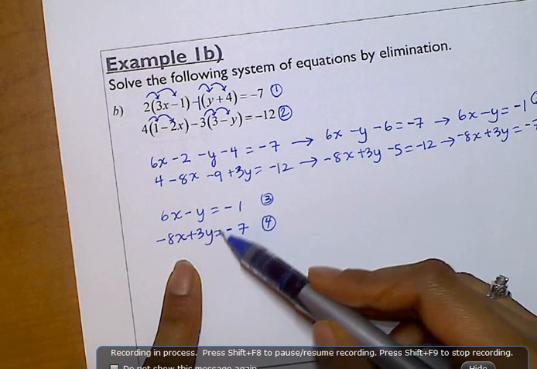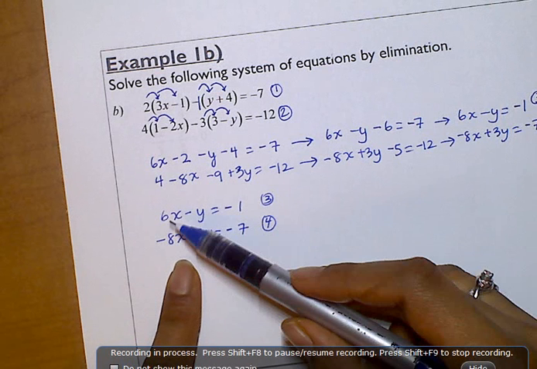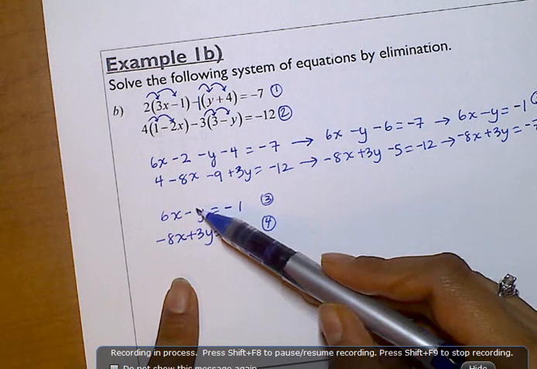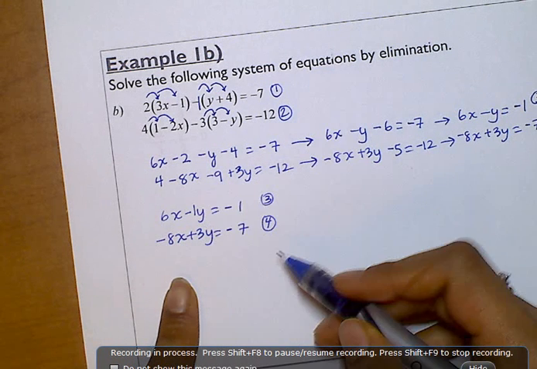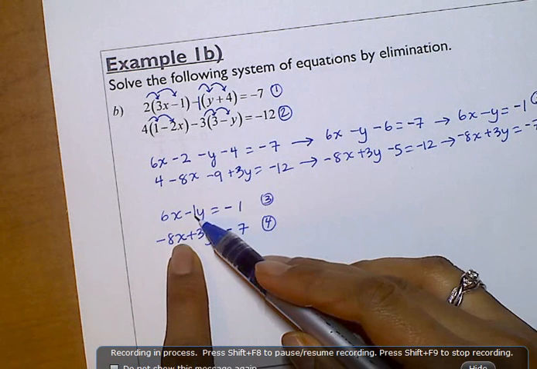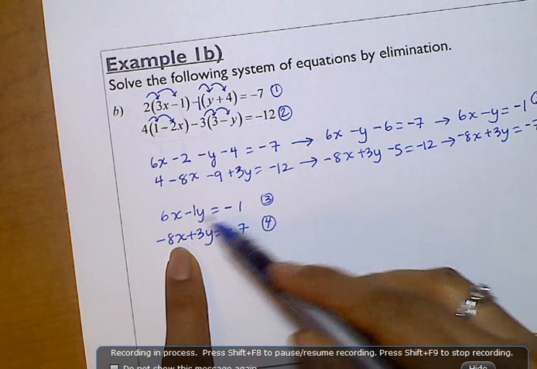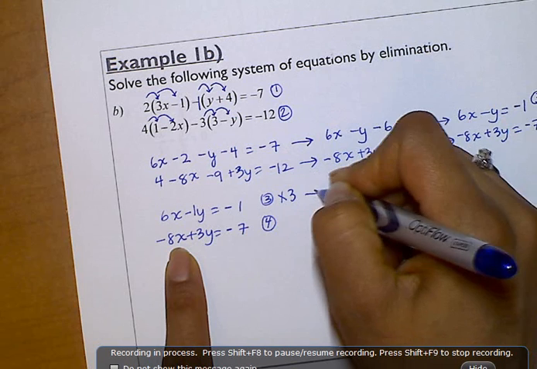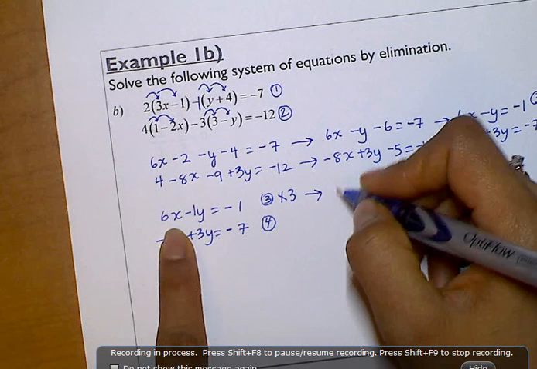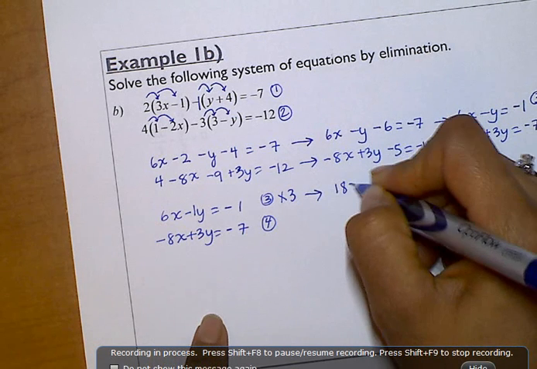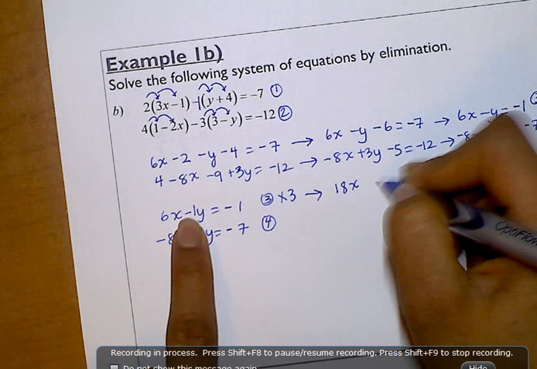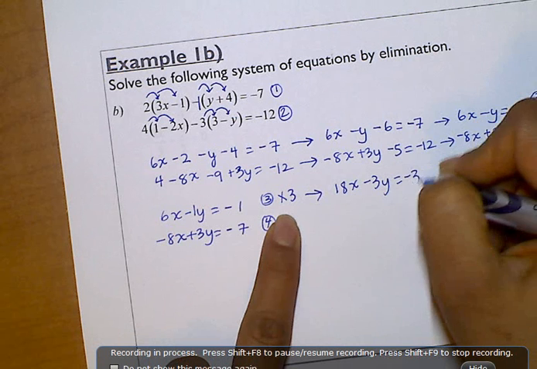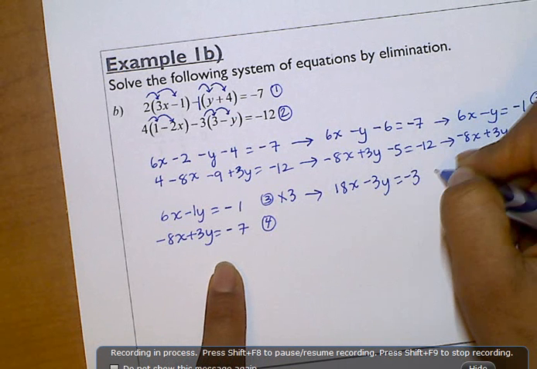I get myself a new equation, which is, so 6 times 3 is 18x. Negative 1 times 3 is a negative 3y. Negative 1 times 3 is a negative 3. And that is going to be equation number 5. And I'm going to just copy down my equation 4 as it is. The negative 8x plus 3y equals negative 7. That's equation number 4. Okay, so here the coefficient of the y is the same and they have different signs.